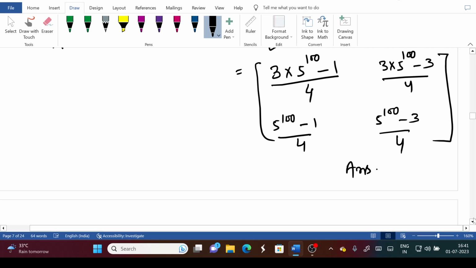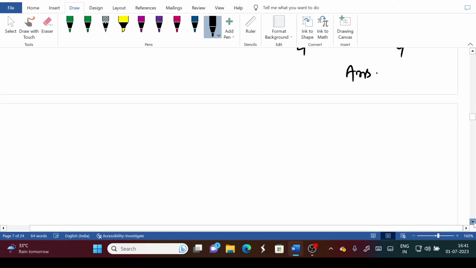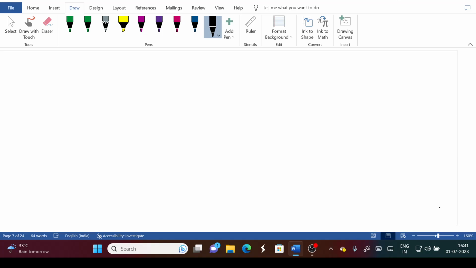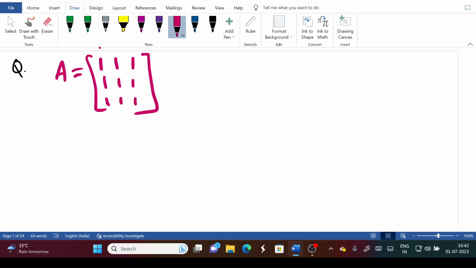Okay. Now another question we will do. Find all eigenvalues and eigenvectors of a given matrix and write two different diagonalizing matrices. Okay. So what about the matrix given? A is equal to [1, 1, 1; 1, 1, 1; 1, 1, 1]. It is given to us.